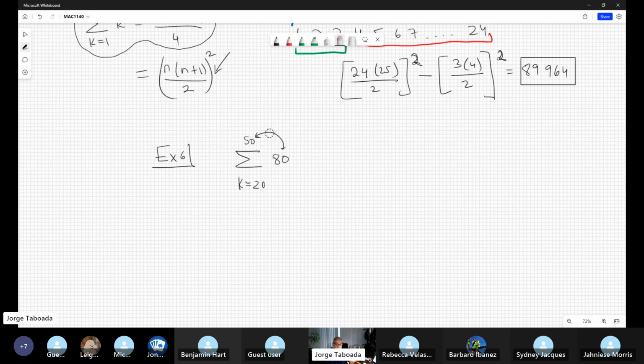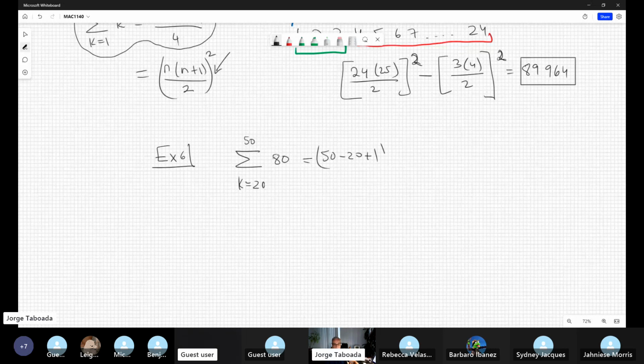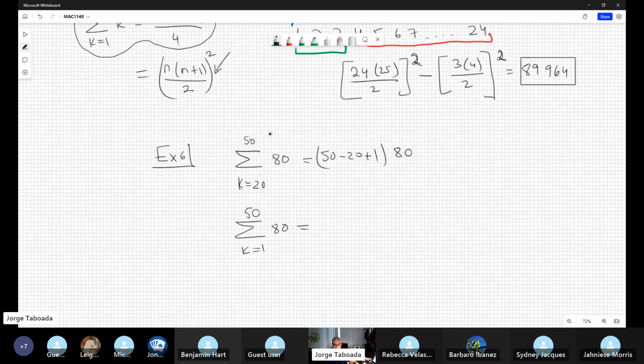So what is the formula of a fraction? Well, the formula is subtraction: 50, the upper, minus 20, the lower, 50 minus 20, but plus 1, and multiply by 80. Why plus 1? And what is the reason that when it starts at 1 here, it's not plus 1? In the scenario K from 1 to 50, it's easy. It's 50 times 80, 4,000. In this case, plus 1, because actually, between 20 and 50, we have 31 numbers.